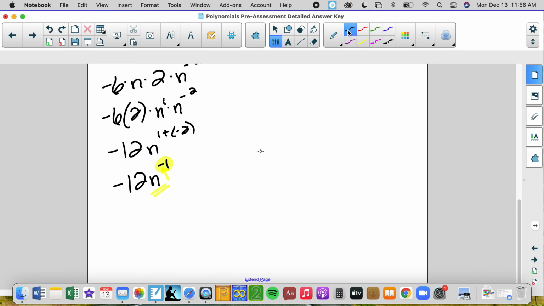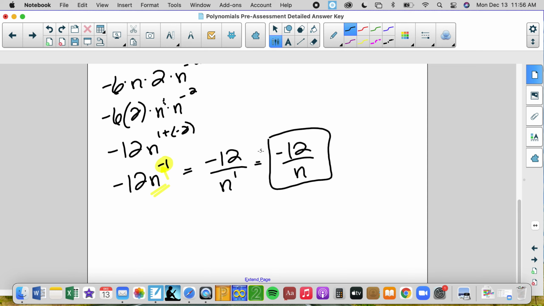This always takes place in the numerator. So my negative 12 has an exponent of 1. We don't see it, but it's not attached to that negative 1. The base of this exponent is only n. So negative 12 stays in the numerator, and then when I change this negative exponent to a positive, it goes down into the denominator. Notice I didn't write n to the first because we don't need to, but if you wanted to see that, that is the only answer that we're going to use.